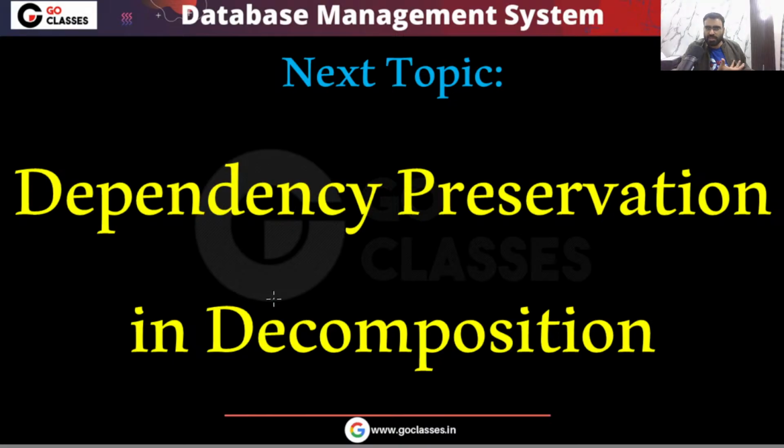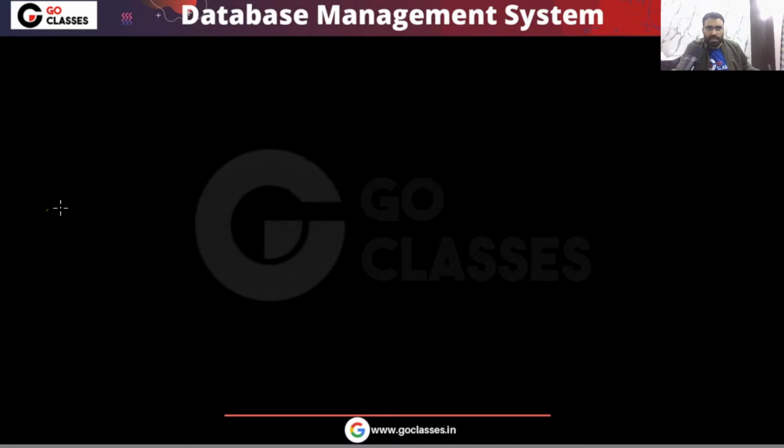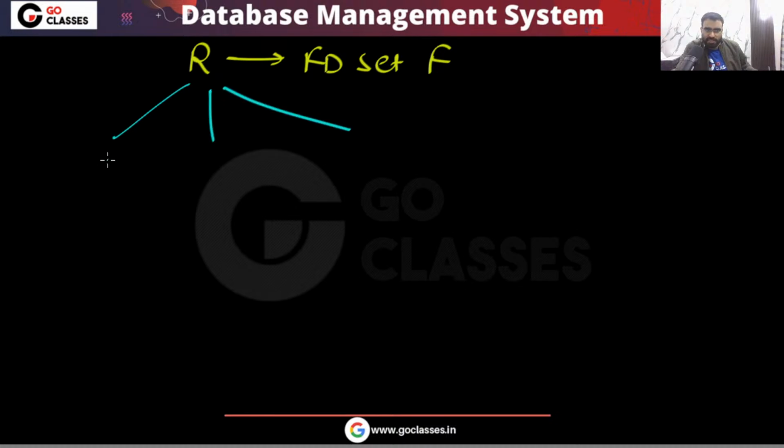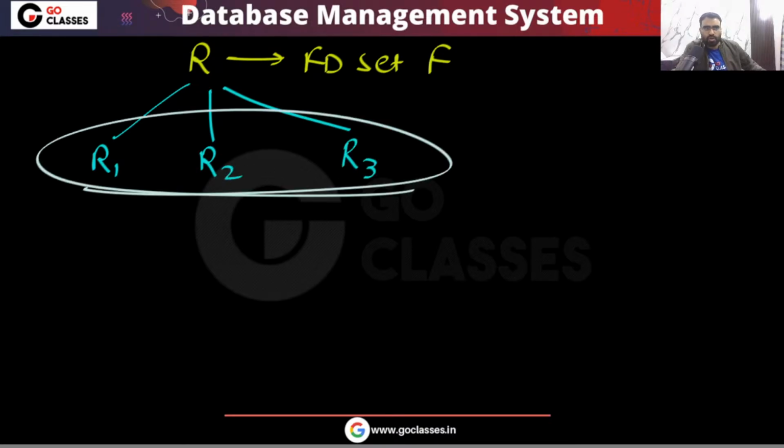When can I say a decomposition preserves functional dependencies? This is what we need to study. Let me tell you, we have a relation R, and in this relation R, we have some functional dependencies, so there is an FD set F. These are the functional dependencies that hold on the relation R. Now we are decomposing this relation R into sub-relations, let's assume R1, R2, R3.